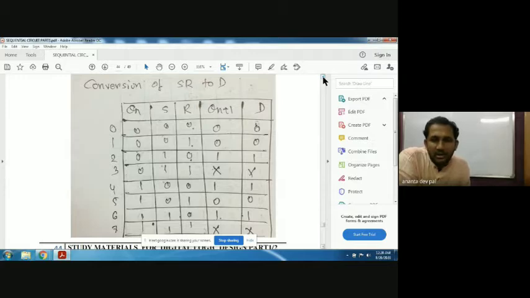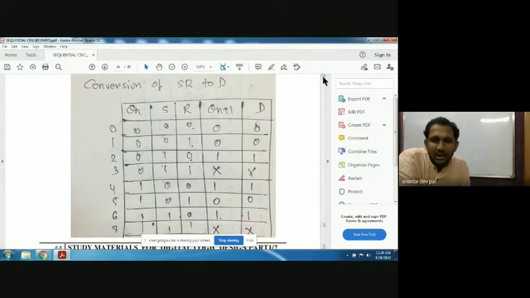Same way, SR, Qn: the combinations are 0 0 0, 0 0 1, 0 1 0, 0 1 1, 1 0 0, 1 0 1, 1 1 0 and finally 1 1 1. We know the truth table of SR: for 0 0, it remains unchanged; 0 is copied. For 0 1 it is reset. For 1 0 it is set. For 1 1 it is invalid.